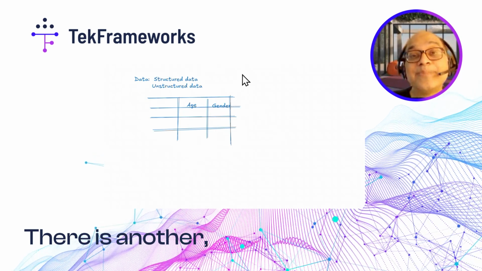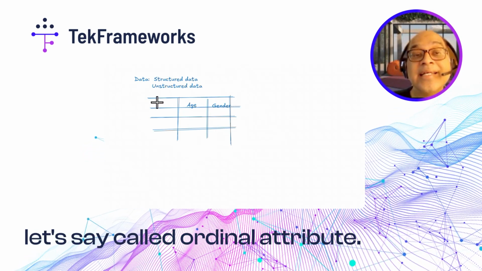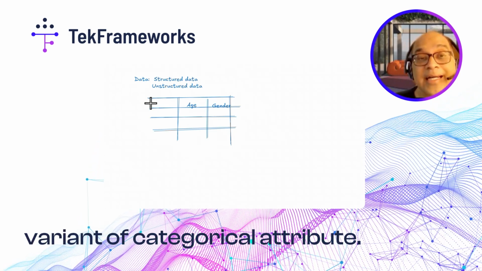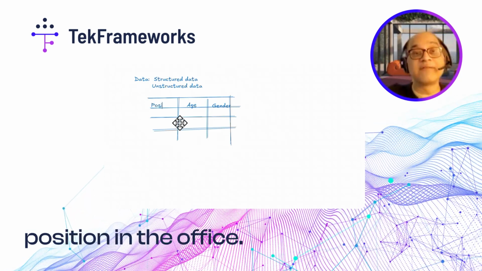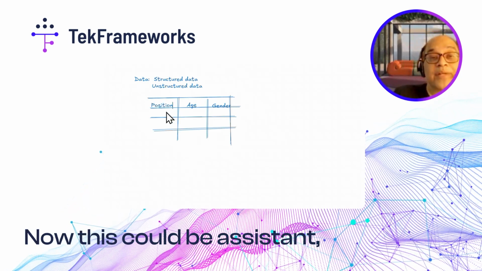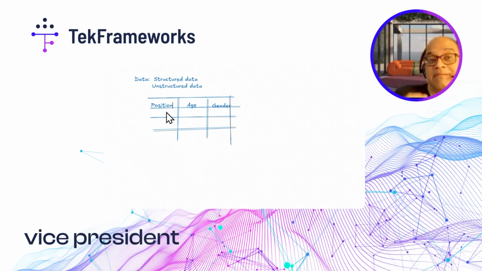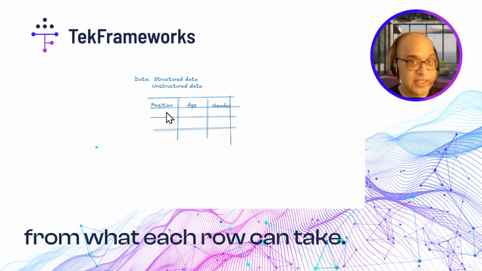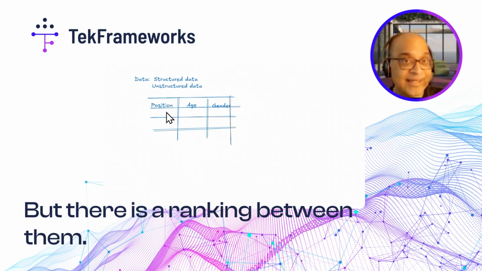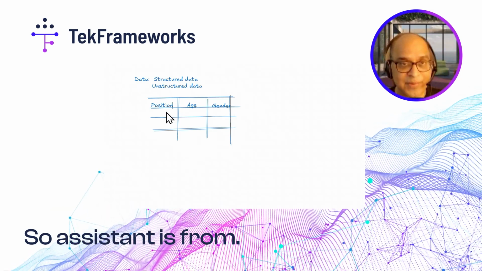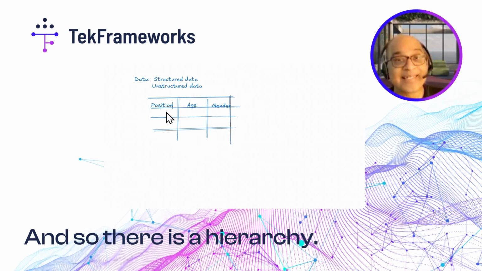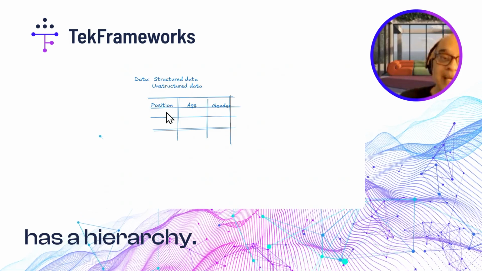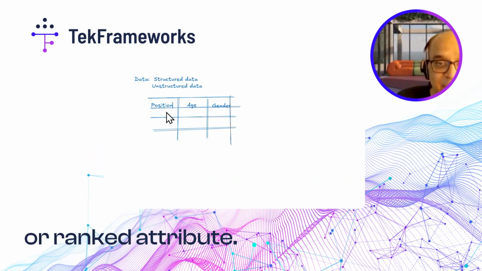There is another type of attribute called an ordinal attribute. It's sort of a variant of a categorical attribute. For example, position in the office. This could be assistant manager, general manager, vice president, CEO. So these are only a few values from which each row can take, but there is a ranking between them. So there is a hierarchy. When a categorical attribute has a hierarchy, it's called an ordinal or ranked attribute.